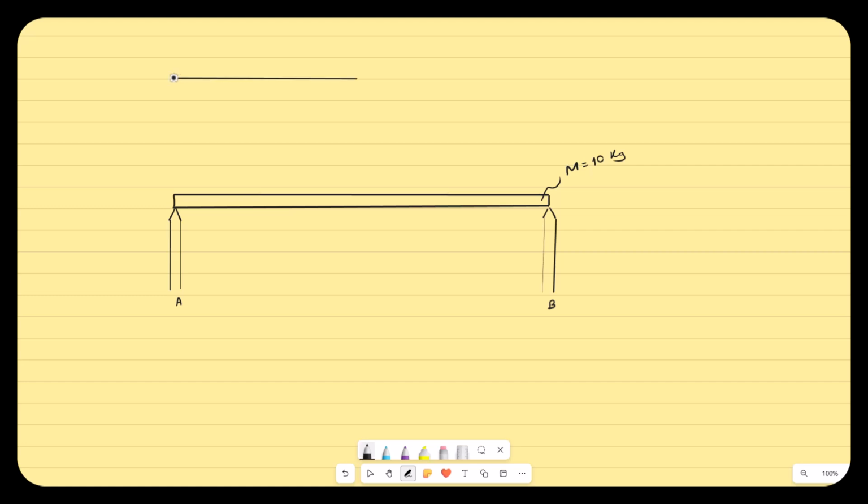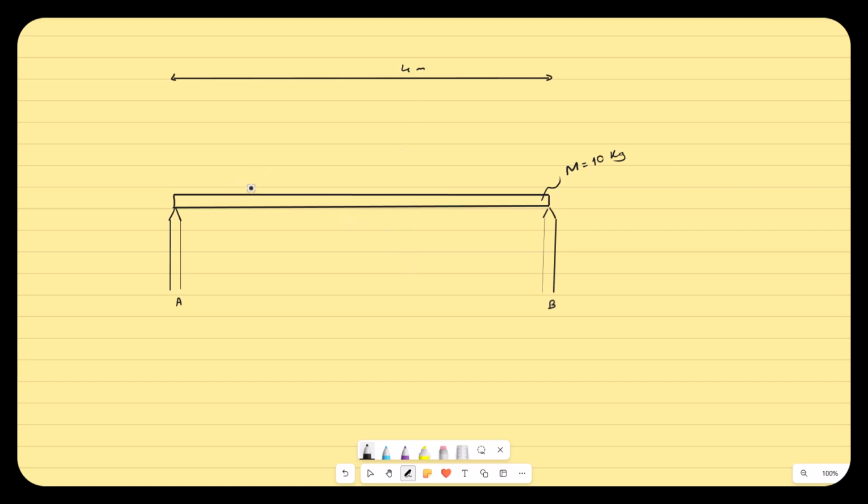So a bridge problem looks like this. I have a bridge, and it is supported at its ends. Here is support A. Here is support B. This bridge itself has a mass of 10 kilograms. It's a toy bridge. And it's got a length of, let's go 4 meters. It's a really big toy bridge.